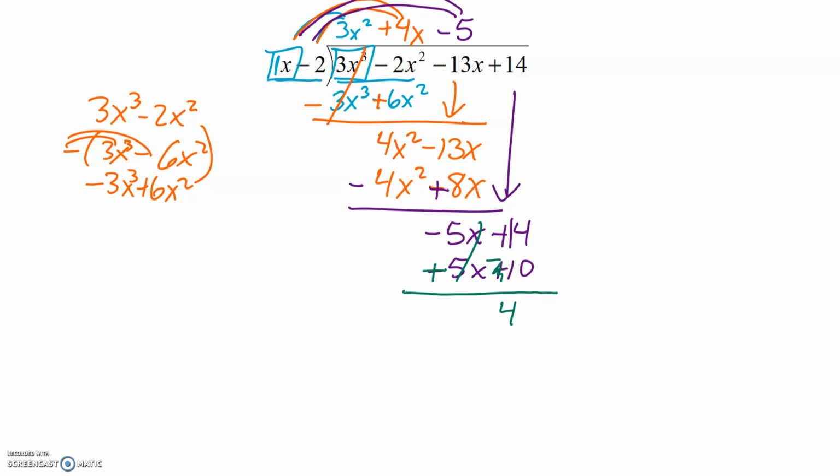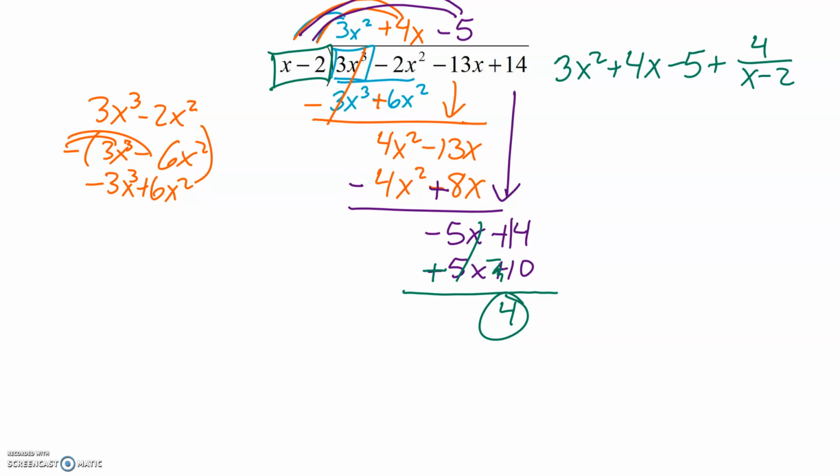Okay, now there is nothing I can multiply x by to give me 4. So in this case, 4 is our remainder, and we stop here. In mathematics, or on a quiz or a test in my class, we would say our answer is 3x squared plus 4x minus 5. We need to add this remainder. So plus 4 divided by our original divisor, which is just x minus 2. So this would be the end-all answer.